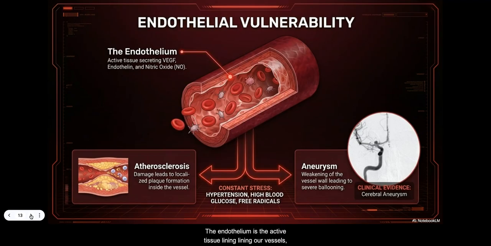The endothelium is the active tissue lining our vessels, all our vascular system. It is highly vulnerable to constant stress from hypertension, high blood glucose, and free radicals. This damage leads to two major clinical outcomes: atherosclerosis, localized plaque formation, or an aneurysm. This is where the vessel wall weakens and balloons outward, as seen in a cerebral aneurysm scan that you can see on the screen on the bottom right.